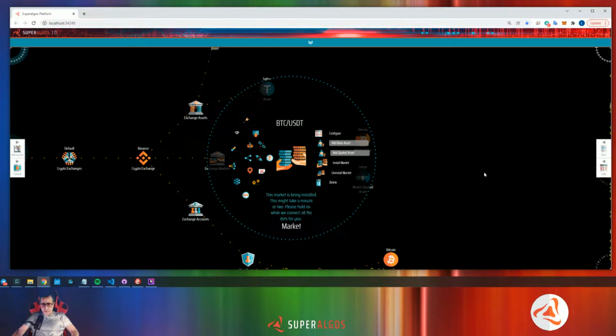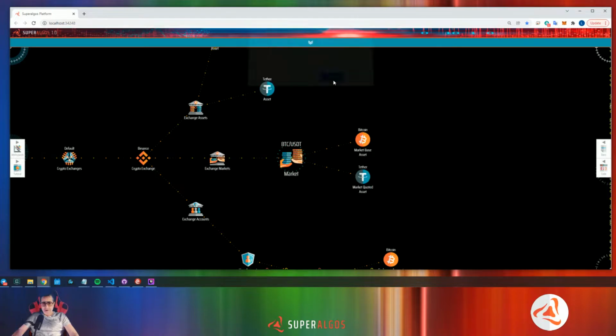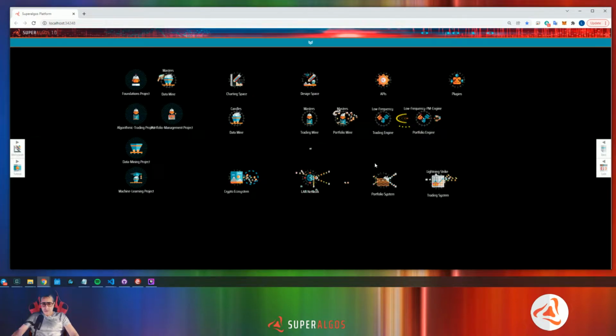Previously, there was some issue with some nodes belonging to the portfolio manager project and some belonging to foundations. We will see if this is solved. Otherwise, we will have to solve them. This might take a while because the install market script is long and it does really a lot of stuff for you. So there it goes.